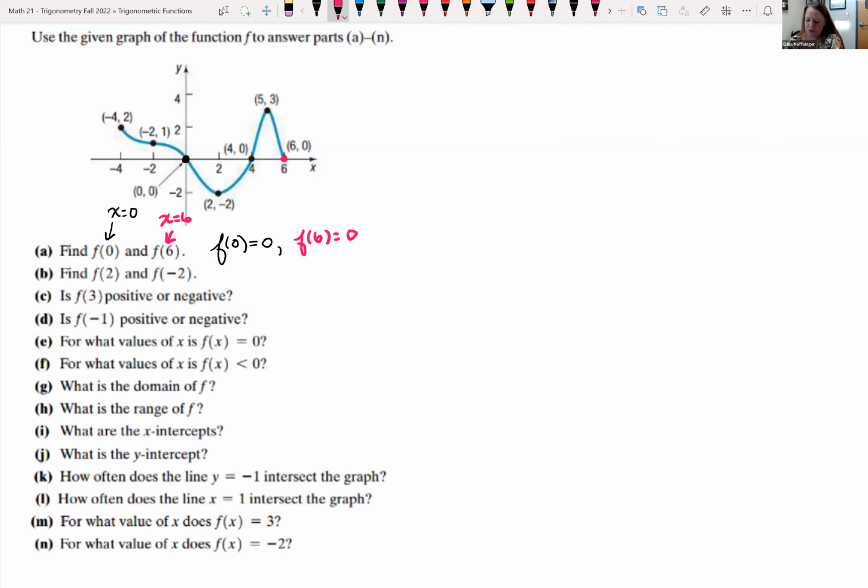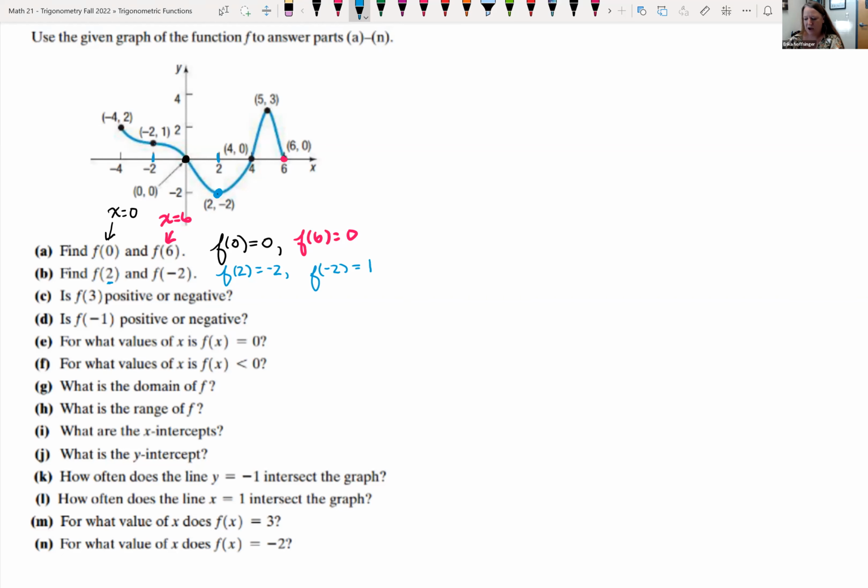F of 2, same idea. This time we're looking at when x is 2. When x is 2, I go down here and I see that I have a point at (2, -2). So f of 2, my y value is -2. So f of 2 equals -2. And f of -2, so when x is -2, my y value in here is 1.